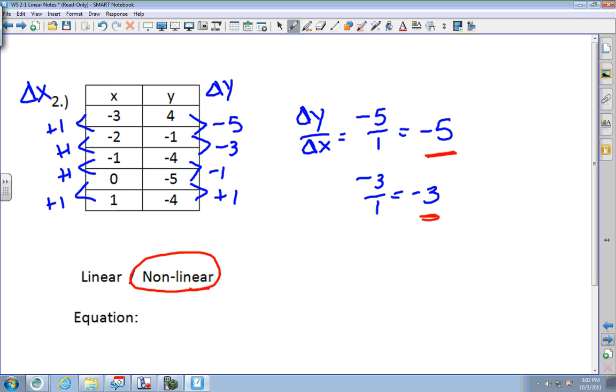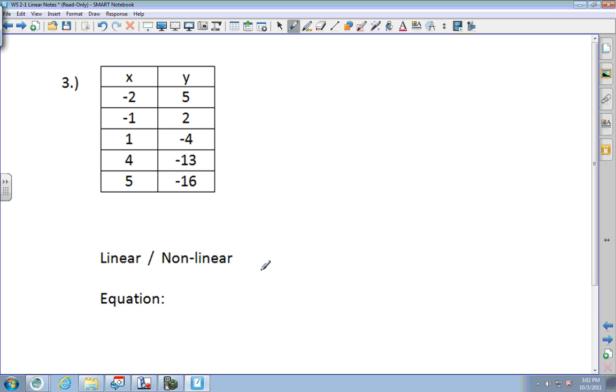You leave it alone. Here's the next one. Pause the video and come back and see if you can figure out if it's linear or nonlinear. Delta y, the change in y, is minus 3. Right here is minus 6.